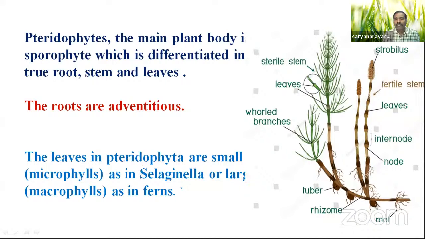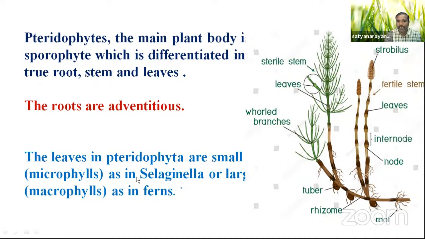Now, the leaves in pteridophytes: two types of leaves are present. Some leaves are small in condition. Here you can see the smaller leaves. If the pteridophyte has small leaves, they are called microphylls. Micro means small, phyll means leaf. So small or scaly leaves are present, called microphyllous. Most of the pteridophytes have microphylls.